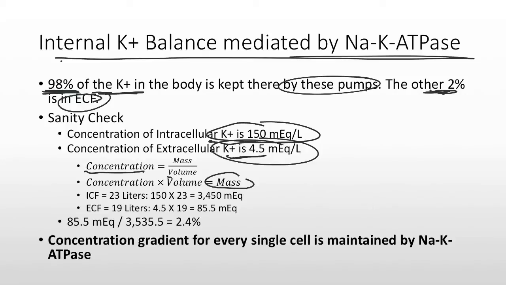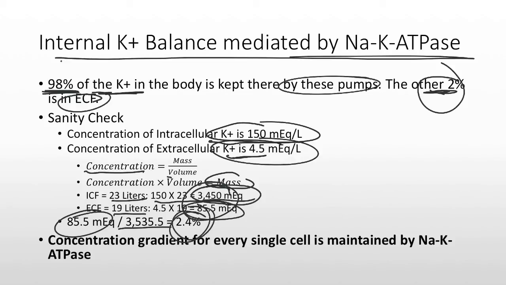So intracellular fluid, your body, on average, everyone has about 23 liters, and extracellular fluid, on average, 19 liters. And so 150 times 23, I've got 3,450 milliequivalents of intracellular potassium and 85.5 milliequivalents of extracellular potassium. Now, if I were to add these together to get the total potassium in my body, 3535.5, and I divide that by the extracellular, I've got 2.4%. So my sanity check says that, hey, I've said that I should have 2%. I'm calculating 2% from my standard numbers that I know.